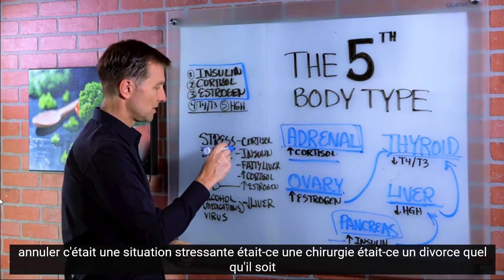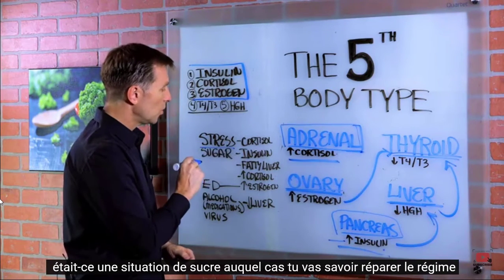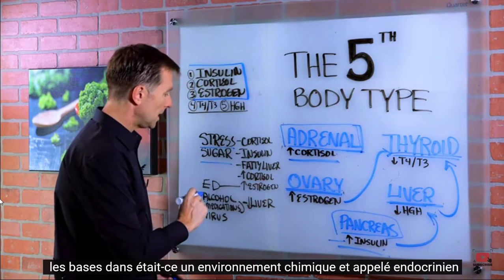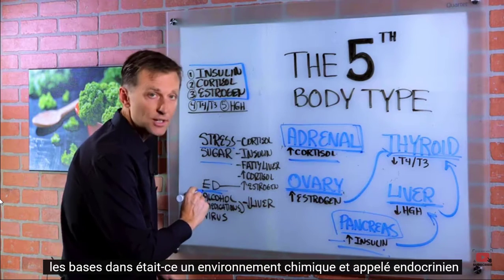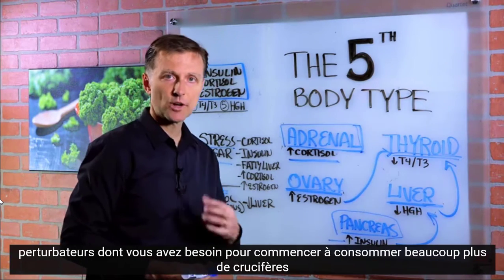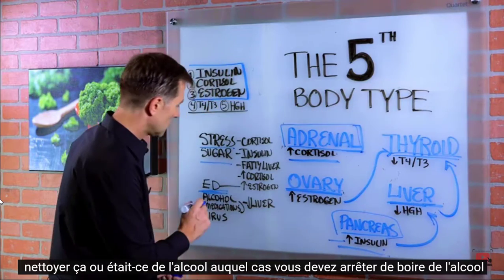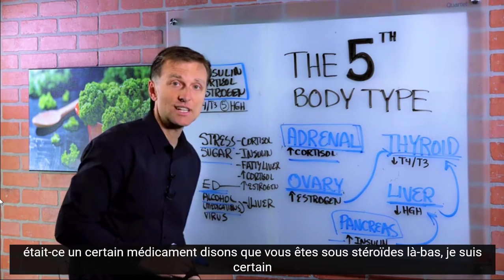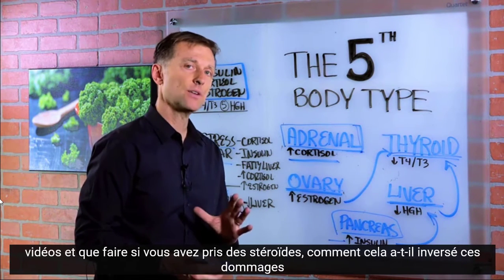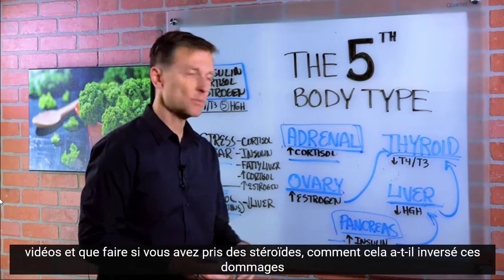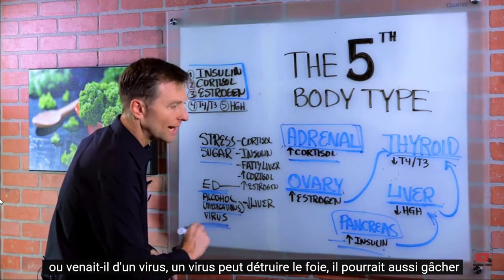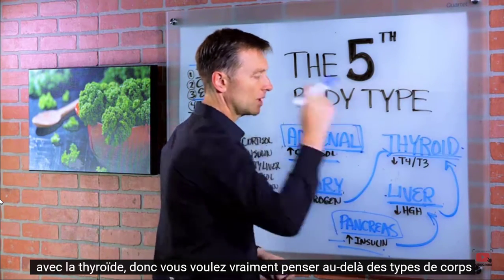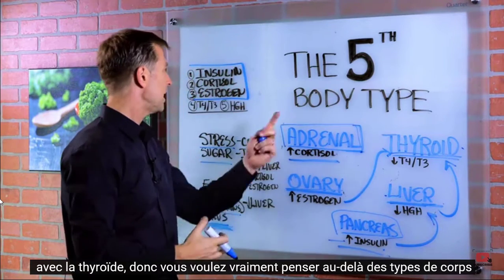Was it a stressful situation? Was it a surgery? Was it a divorce? Whatever. Was it a sugar situation? In which case you're going to fix the diet, get the basics in. Was it some chemical in the environment called endocrine disruptors that you need to start consuming a lot more cruciferous vegetables to clean that up? Or was it alcohol? In which case you have to stop drinking alcohol. Was it a certain medication? Let's say you're on steroids. I have certain videos on what to do if you've been on steroids, how to reverse that damage. Or was it coming from a virus? A virus can destroy the liver. It could also mess with the thyroid. So you really want to think beyond just the body types.